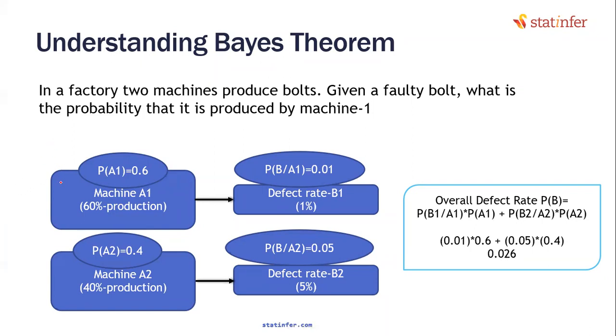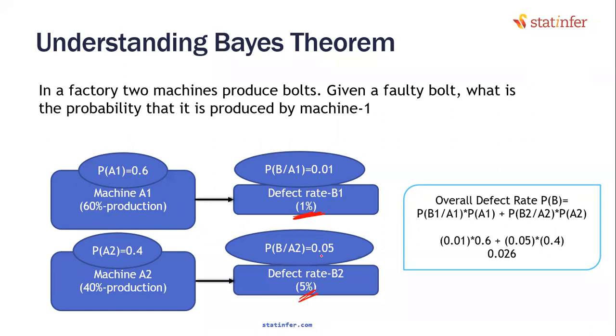There are two machines in that factory, machine A1 and machine A2. Machine A1 produces 60% and machine A2 produces 40% of the nuts and bolts. So the probability of A1 is 60%, and the probability of A2 is 40%. A1 defect rate is 1%. Let B indicate the defect. A2 defect rate is 5%.